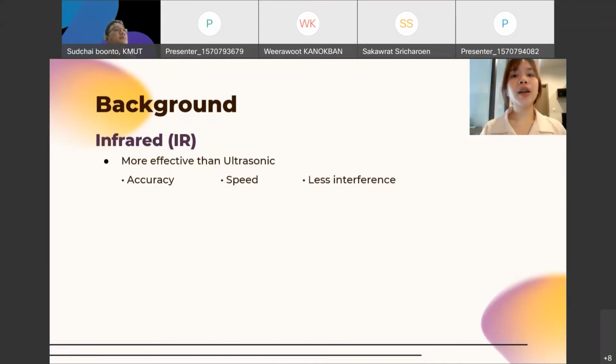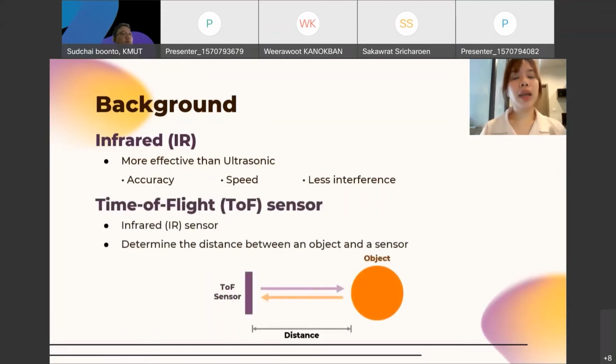Infrared and ultrasonic detection are commonly used for object detection. However, many studies show that infrared is more effective in terms of accuracy, speed, and less interference. In this paper, a time of flight or TOF sensor, which is an infrared sensor, is used in the proposed object detection system. Time of flight is a technique for determining the distance between the sensor and an object by measuring the reflection time of the signal from the object to the sensor.